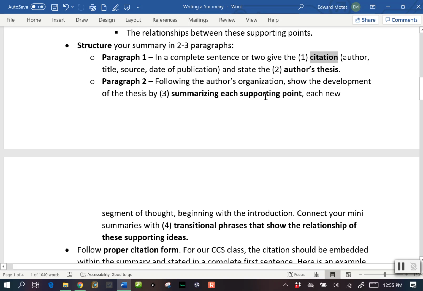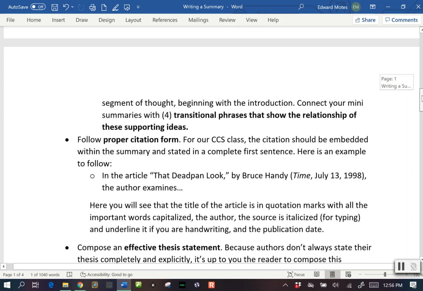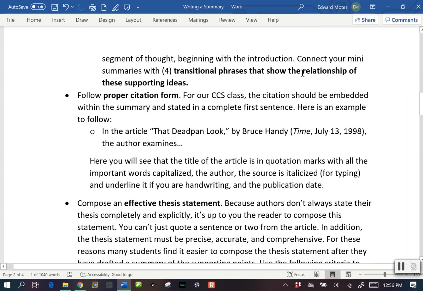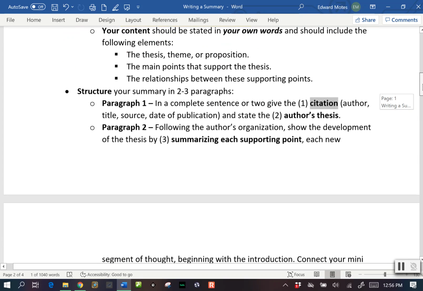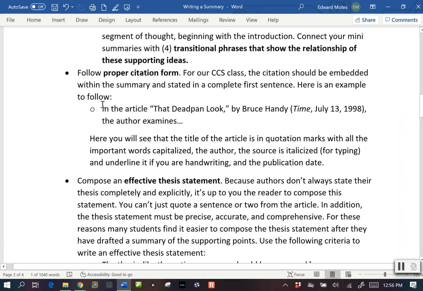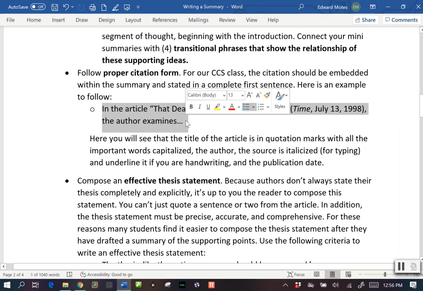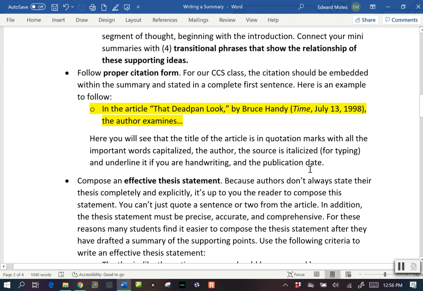Then after that, in your second paragraph, that's where you're going to put all the supporting points that the author made in their article, as well as transitional phrases to show how the author went from point A to point B, then to points C and D, and so forth. When we look at that first paragraph, paragraph number 1 with a citation and the author's thesis, here is basically a formula that you can use to help you write it.